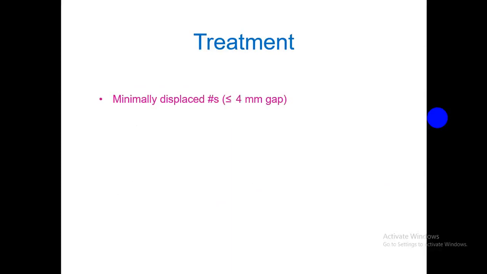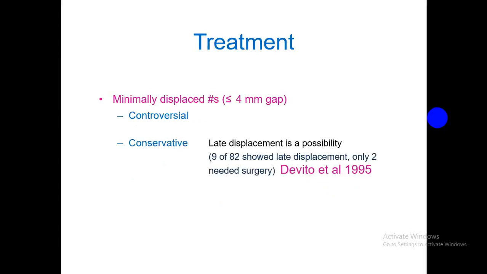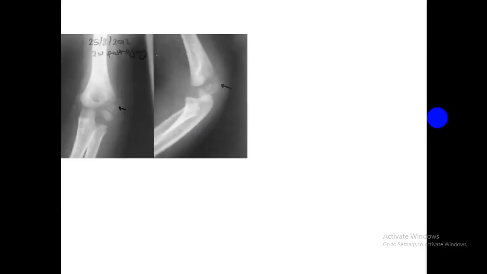Minimally displaced fractures, less than a 4 millimeter gap, are controversial, treated conservatively with a possibility of late displacement. 9 of 82 in De Vito et al.'s series showed late displacement, and only 2 needed surgery. Closed reduction and percutaneous pinning, you can do in non-displaced or minimally displaced fractures, but again, if you open up and see the articular surface, that is much better than doing a closed reduction. But we're talking about minimally displaced, less than 4 millimeters.